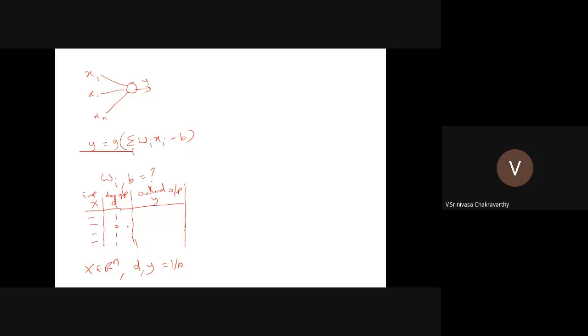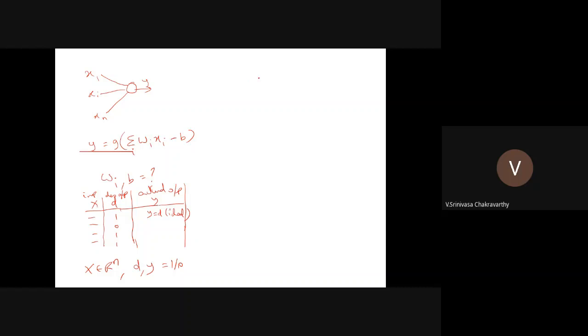Now, if the network is working well, ideally y should be equal to d. Okay, so this is ideal, right? This is what the weights should give me. But in general, when you randomly initialize the weights, y will not be equal to d. So the objective of learning is to make y equal to d.